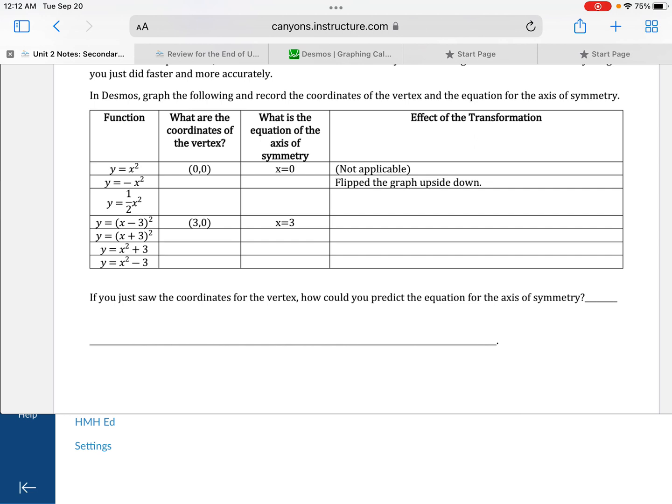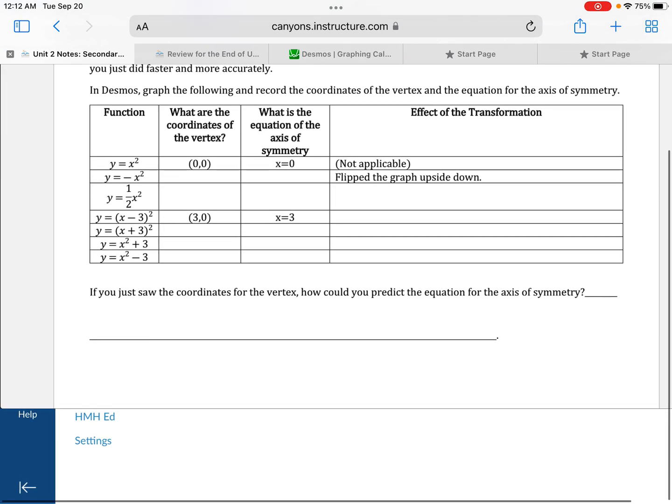Okay, once you're done with that, then go ahead and answer this question: if you just saw the coordinates for the vertex, how could you predict the axis of symmetry? Take a look at the relationship here between the coordinates of the vertex and the equation for the axis of symmetry. Let's pause the video, let you finish that.